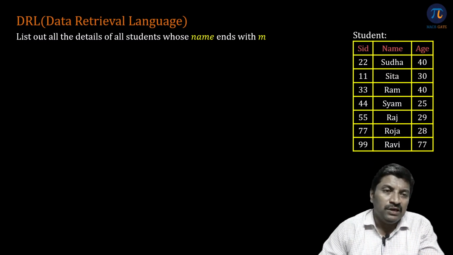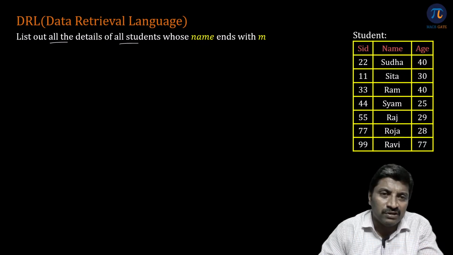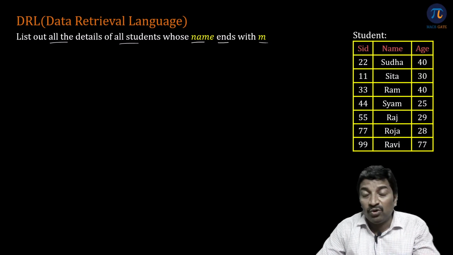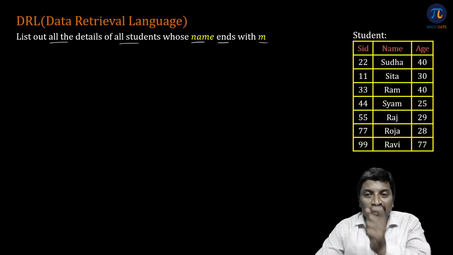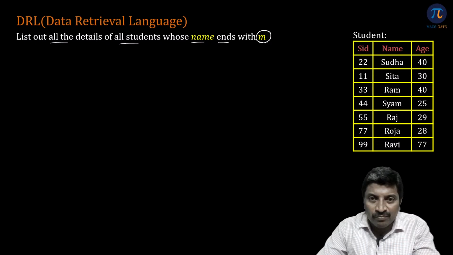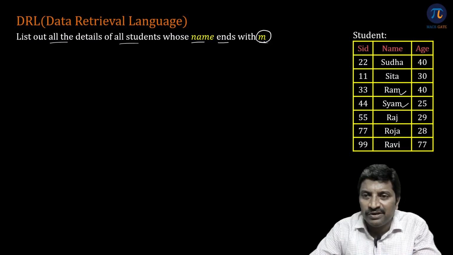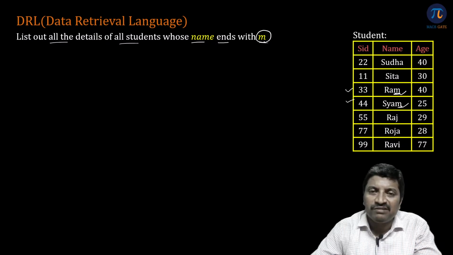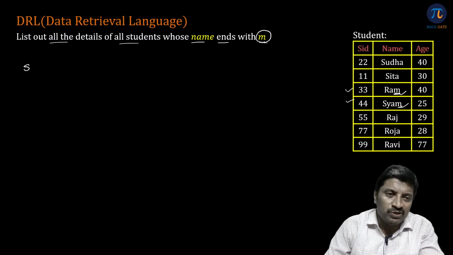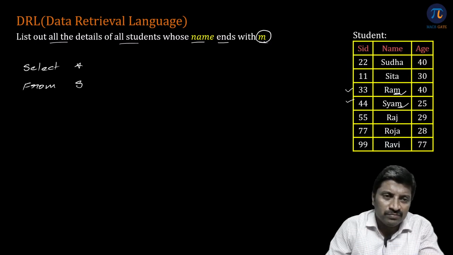The next one: list out all the details of all the students whose name ends with M. Now I don't know the starting letters. I know the ending letter, that is M. So I think Ram will be displayed, Sham will be displayed because the last character is M. So these are the two records we get for this question. The same story, sir. The first two, there is no change. Select star from student.